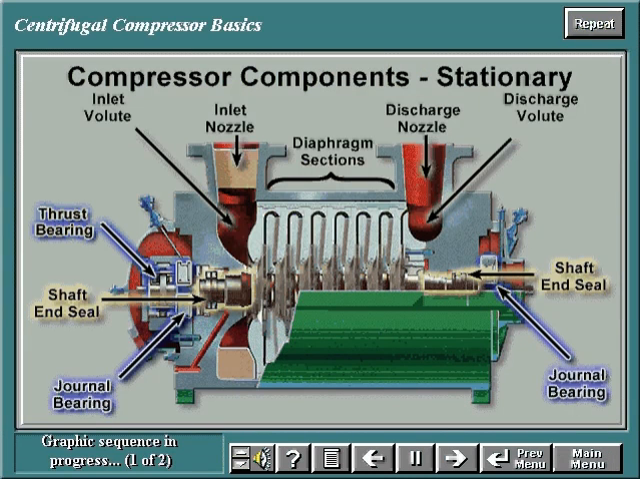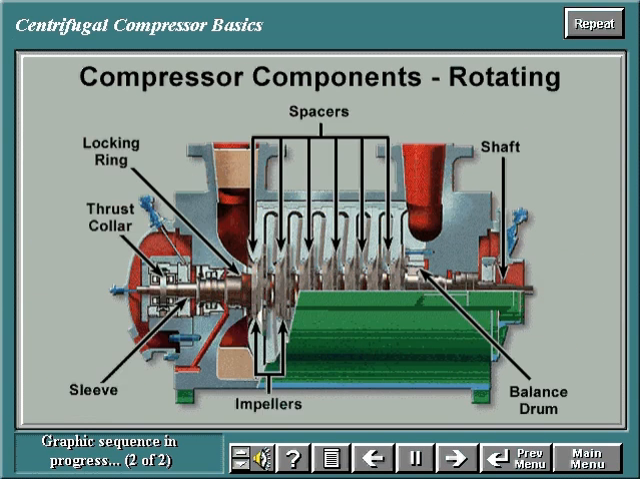The major components of a centrifugal compressor can be divided into two functional areas. The first functional area includes the stationary components consisting of the casing, the inlet and discharge nozzles, the inlet and discharge volutes, the inlet, intermediate, and discharge diaphragm sections, the shaft end seals, the journal bearings, and the thrust bearing. The second functional area includes the rotating components consisting of the impellers, the shaft, the balance drum, the spacers, the seal sleeves, the thrust collar, and the locking rings.